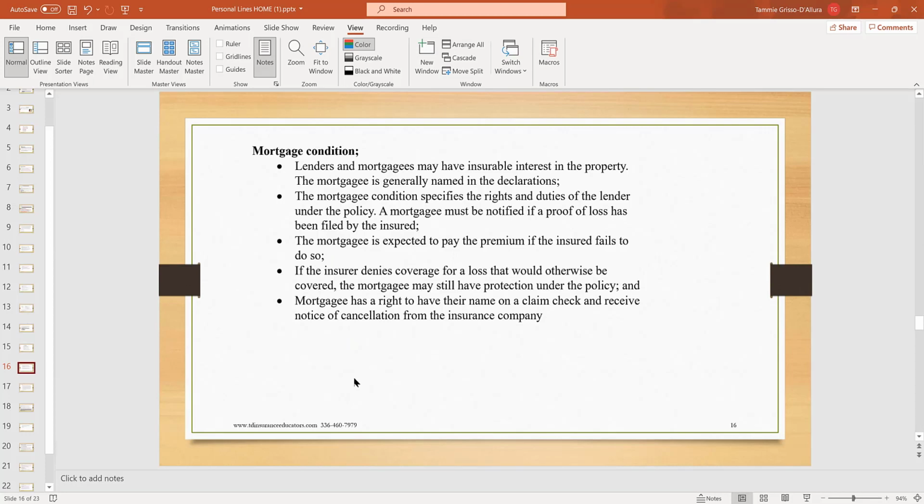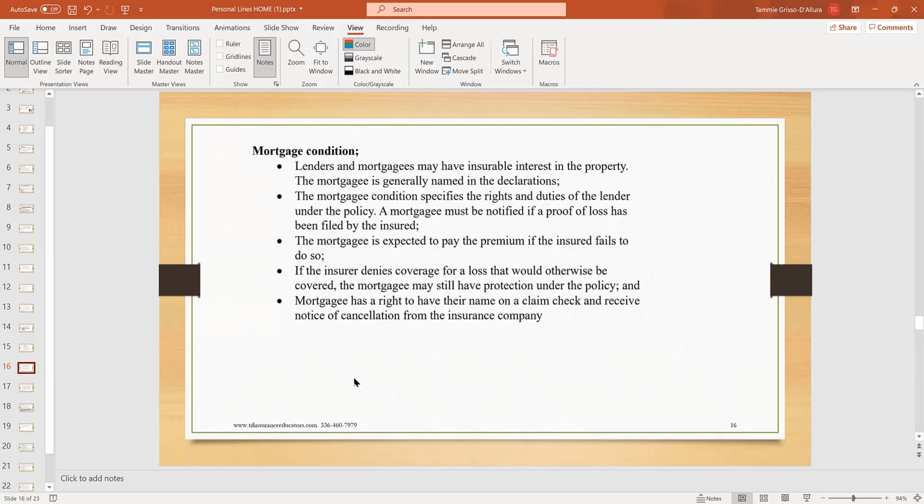The mortgagee is generally named in the declaration because they usually have just as much or more interest as the insured. The mortgagee condition specifies the rights and duties of the lender under the policy. They also have to be notified if a proof of loss has been filed by the insured, because sometimes they'll go back in and check and make sure that the loss has been settled and that the insured did repair that floor and didn't just pocket the money.